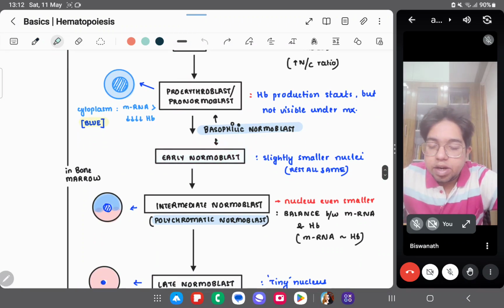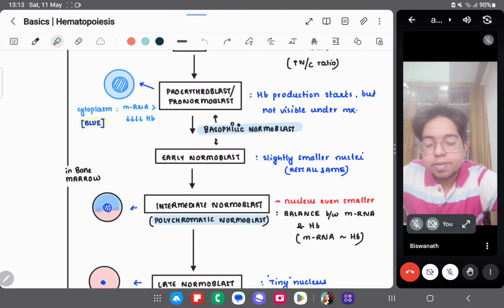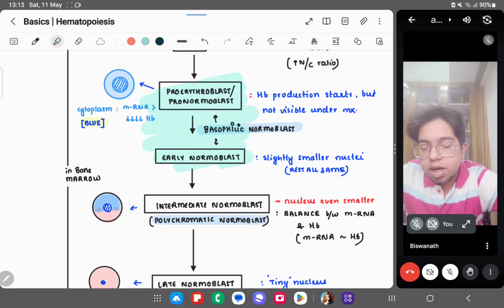Then we have the early normoblast, which has a slightly smaller nucleus. Still, the cytoplasm is blue. Both of these are called basophilic normoblasts. Basophilic means basic-stain-loving normoblast, that is, bluish color. So, proerythroblast and early normoblast.